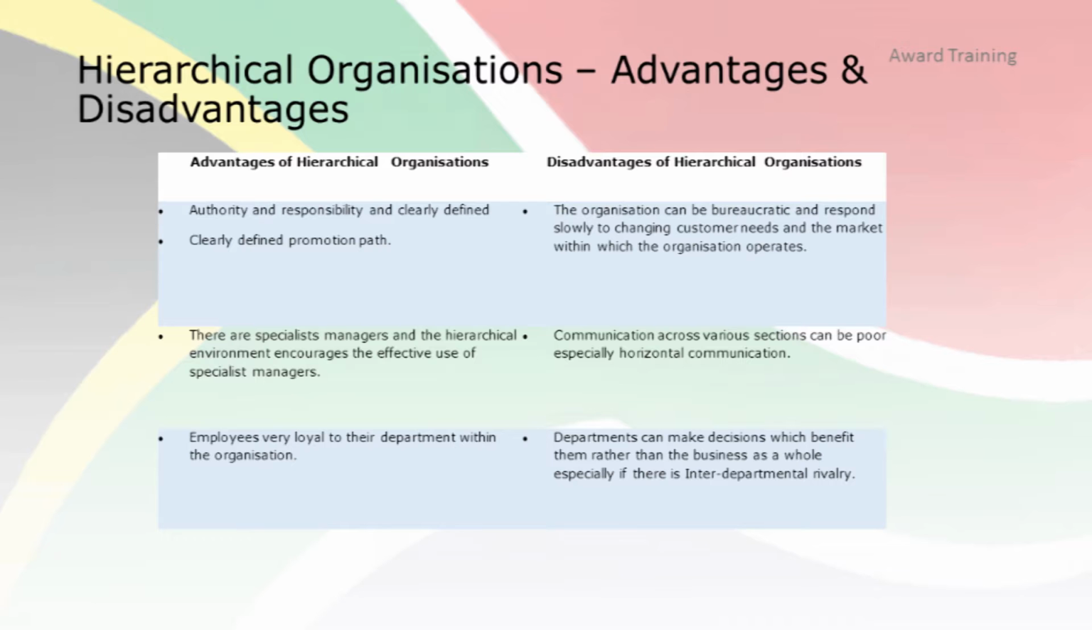There are disadvantages to the hierarchical organizational structure, and they are: the organization can be bureaucratic. In other words, people right at the top are making all the decisions. Communication can be slow and sluggish because it takes a long while to go from the bottom all the way to the top before decisions are made. And departments can make decisions which benefit them rather than the business as a whole, because departments tend to fight amongst each other.